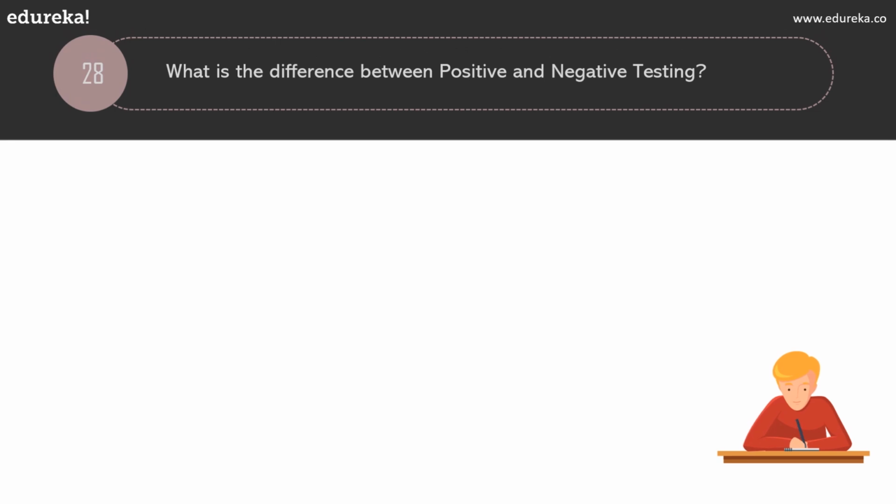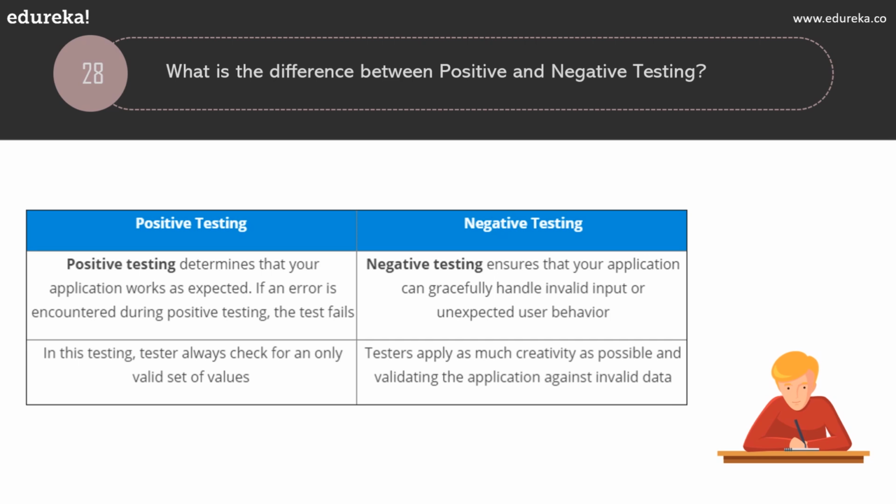Next question that we have is a very basic question. What's the difference between positive and negative testing in manual testing? So positive testing means testing the application or system by giving valid data, whereas negative testing means testing the application or system by giving invalid data. So positive testing determines that your application is working as expected, whereas negative testing ensures that your application can run gracefully and it can handle invalid input and unexpected user behavior in a very proper manner.